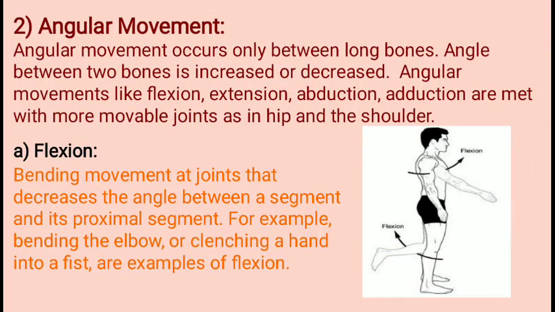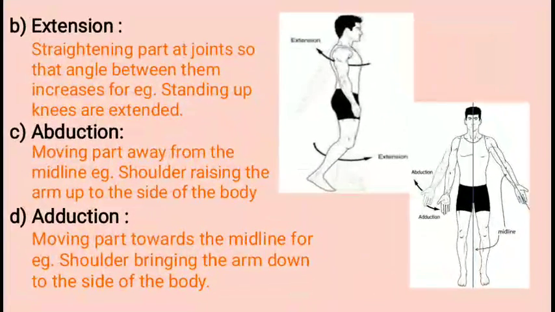Then we are having the next movement, that is angular movement, that is extension. So what is an extension? Extension means straightening part at the joints so that the angle between them increases. Here what happened? The angle increases. Again coming back to the normal position.